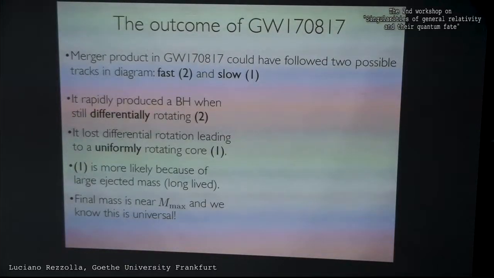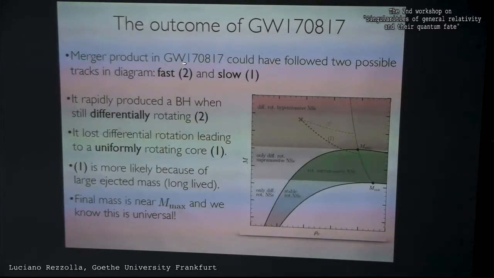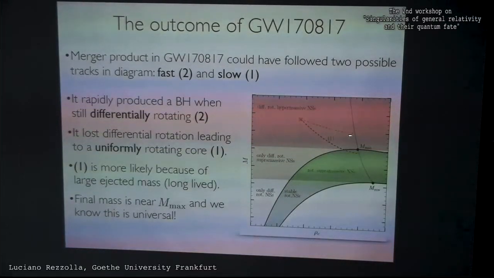What we know is that this event has produced an object, a hypermassive neutron star, which is in the space of solutions somewhere around here. We also know that it has produced a gamma ray burst, which in my logic means it must have produced a black hole. If it has produced a black hole, this means that it must have crossed this line, because this is the line after which you produce a black hole. And so essentially you have two options. One is that you go along this route, and the other one is that you go along this route.